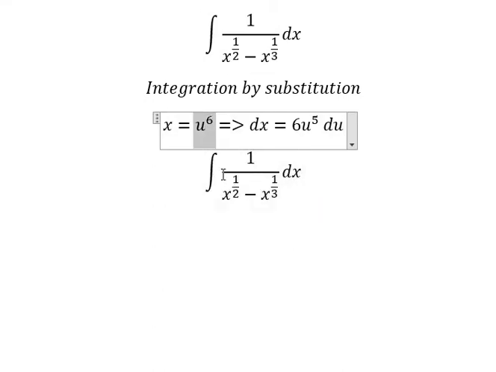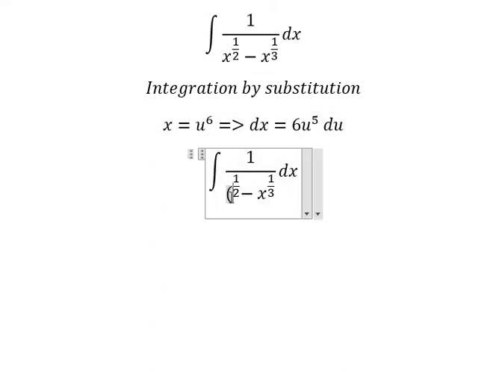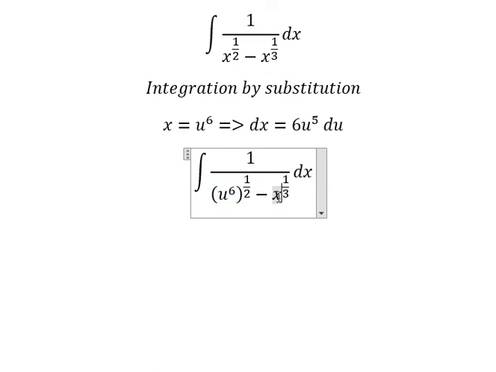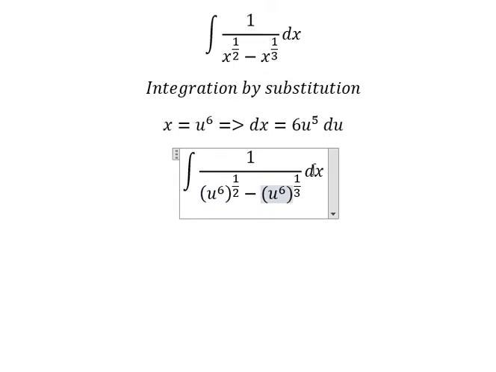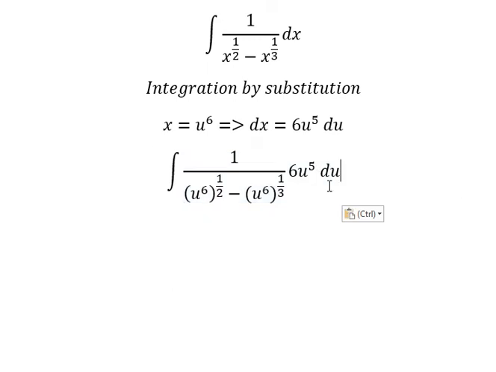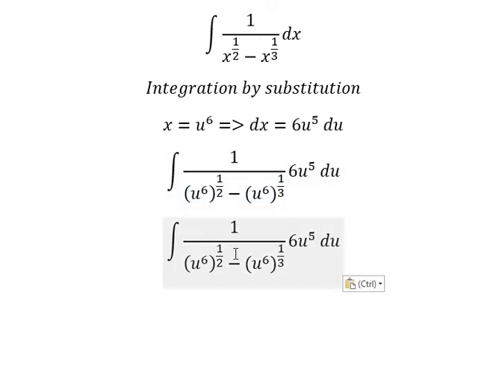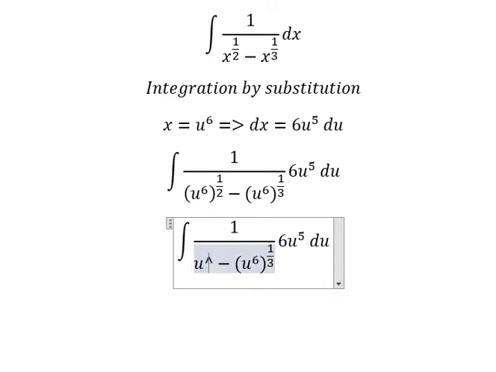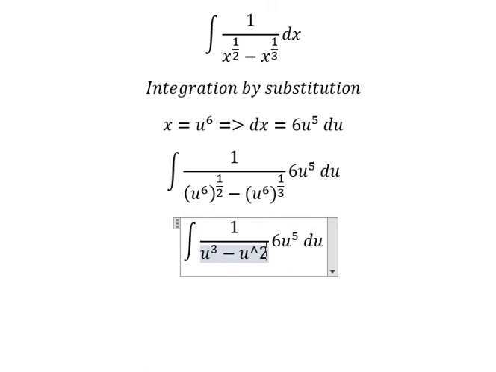So this one I will put in here and here. The s we change by this one. So this one, number 6 multiplied by 1 over 2, we have u to the power of 3. This one, that is number 2.